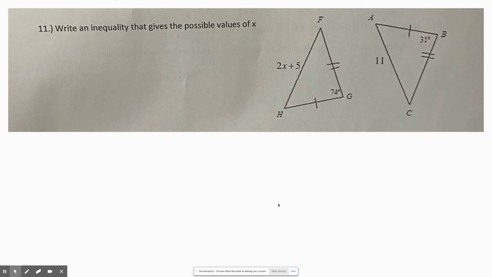All right, now what we're going to use in this particular problem is, at first when you look at it, you think, oh, this is side, angle, side, right? Because I see a side, I see an included angle and a side. But what you'll notice is the middle angles that are included are not congruent.